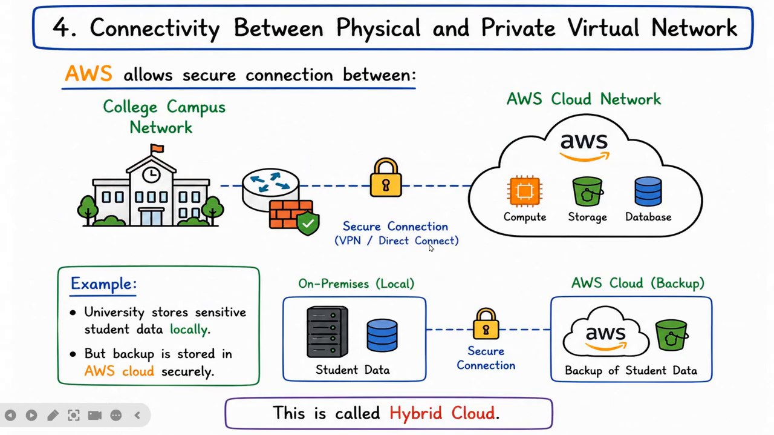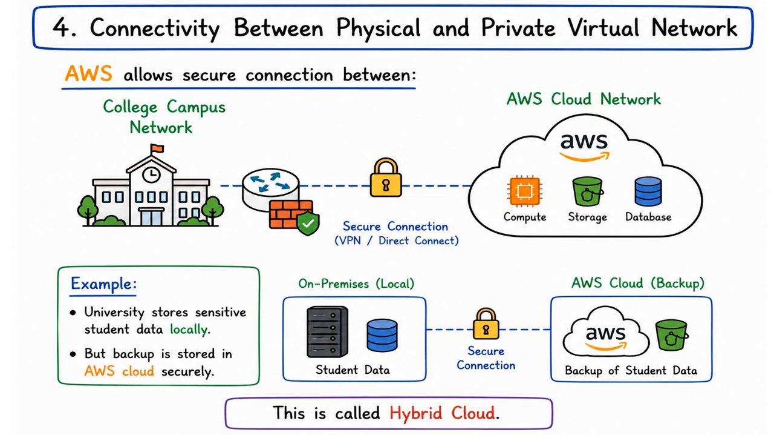Then comes the fourth feature, which is connectivity between the physical and the private virtual network. This is one of the important features of AWS, its ability to securely connect the physical infrastructure, that is the on-campus systems, with the cloud infrastructure.